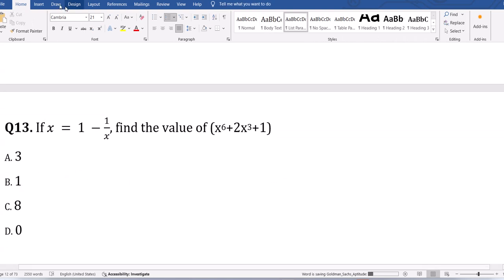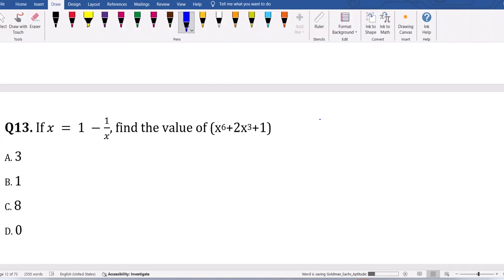See, x equal to 1 minus 1 by x means x plus 1 by x equal to 1. X plus 1 by x equal to 1. Right. What they are asking here: x power 6 plus 2x cube plus 1 equal to what?